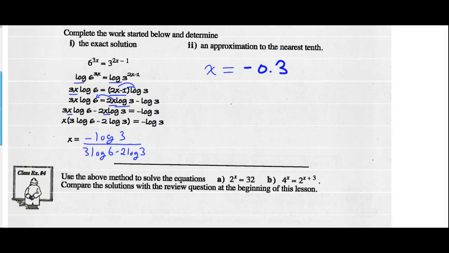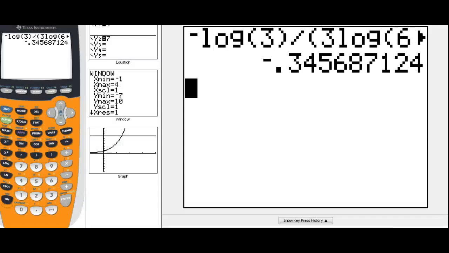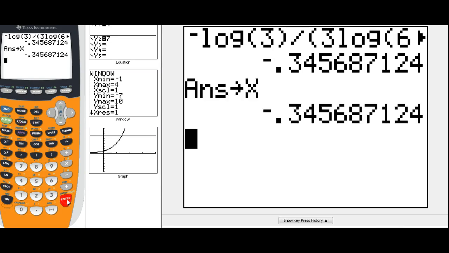Now how do you know if that's correct? The neat thing about a graphing, or this calculator that we have, we can find out if it's correct or not. Let's store this value to x. So hit your store button and hit your x button. Press enter. That value is now stored as x.